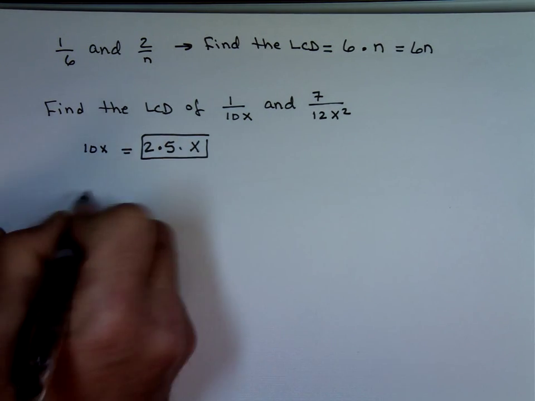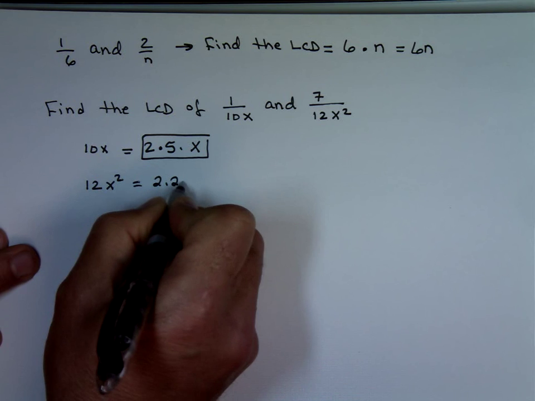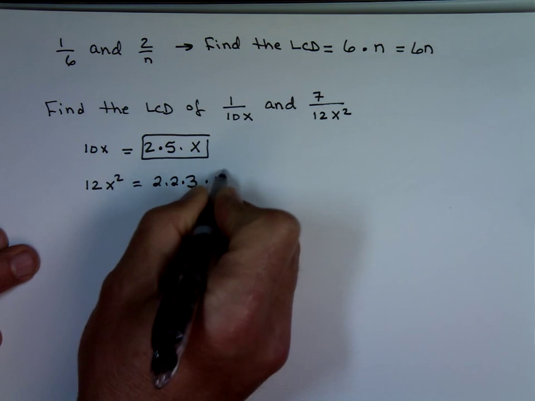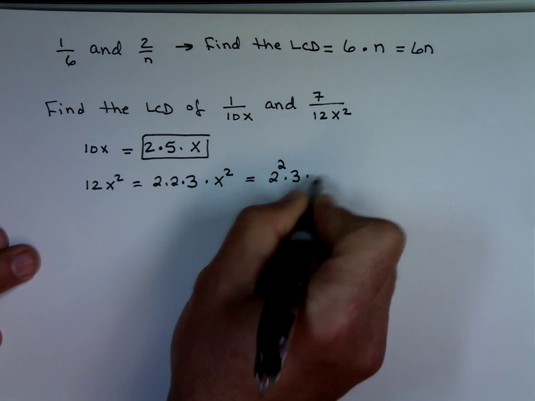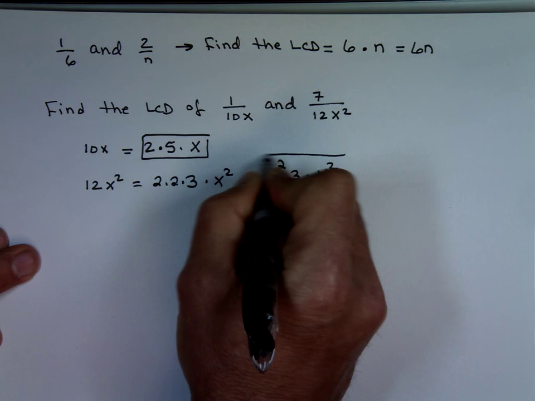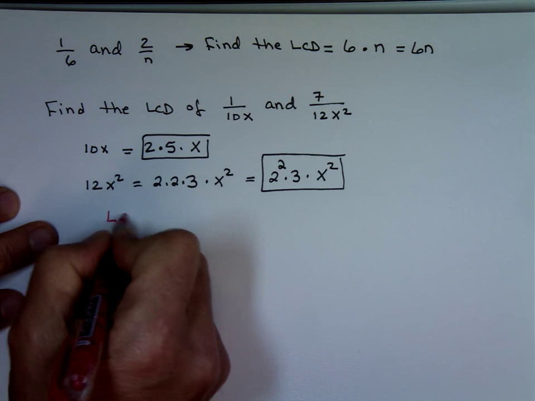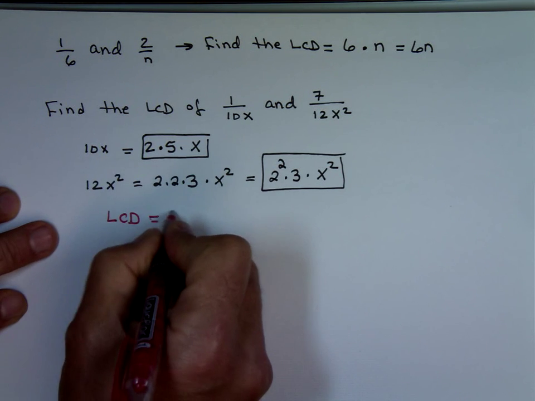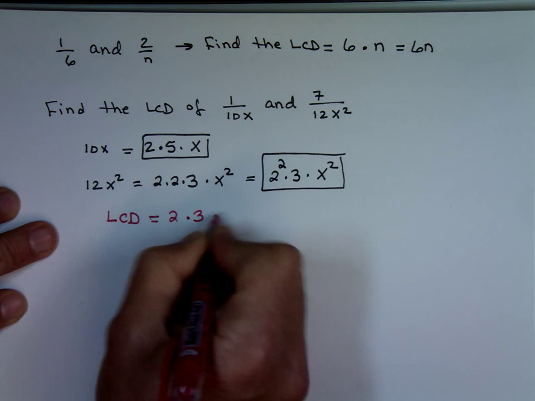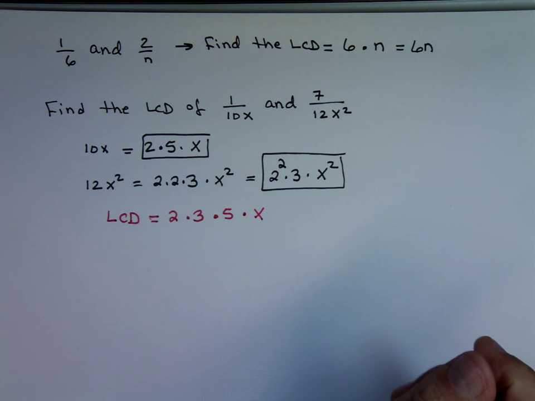The 12x squared, 12 is what? 2 times 2 times 3 times x squared. That's 2 2's, 1 3, and x squared. My LCD for that is the multiplication of all the different factors. Look in both boxes. I see a 2, I see a 3, I see a 5, I see an x. These are the different factors, each raised to its highest power.